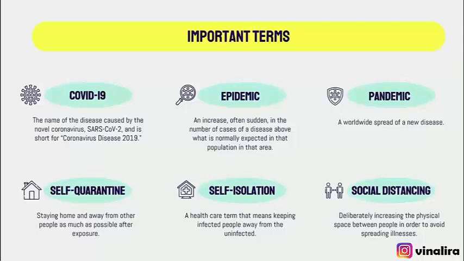Self-quarantine is staying home and away from other people as much as possible after the exposure. Self-isolation, a healthcare term that means keeping infected people away from the uninfected. And the last one is social distancing: deliberately increasing the physical space between people in order to avoid spreading illness.